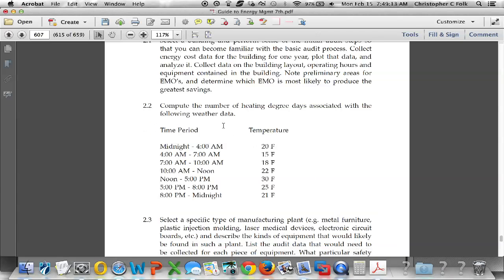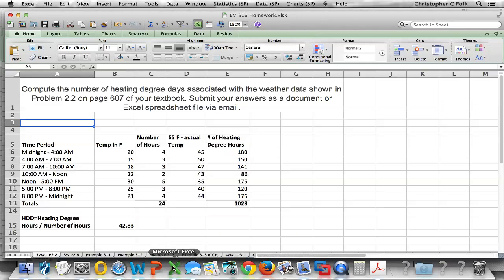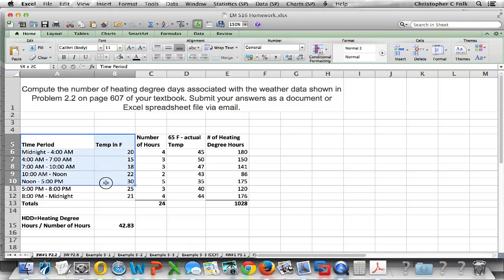We were to compute the data of heating degree days associated with the following weather data. So this is what they gave us. This is all they gave us. And we were supposed to then calculate how many heating degree days there were on that particular day. Most of you already sent in the spreadsheet, but this is what it looked like. So we can see that this information is what was provided for us in the outline of the question.